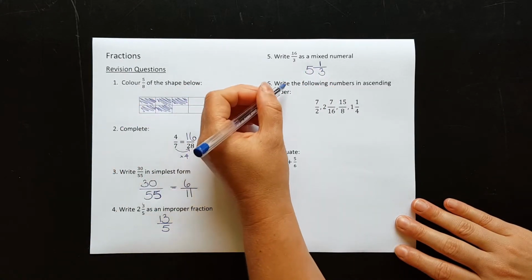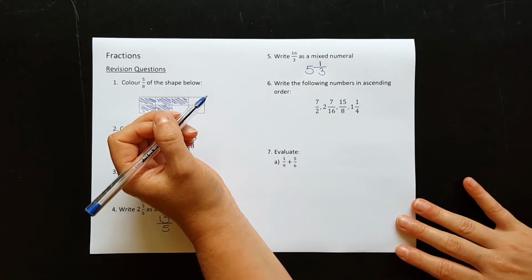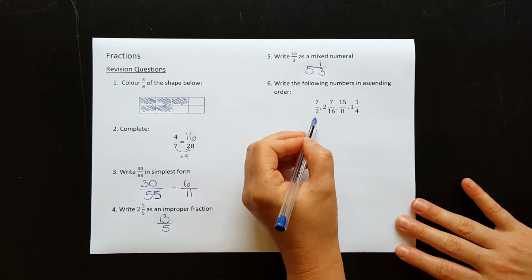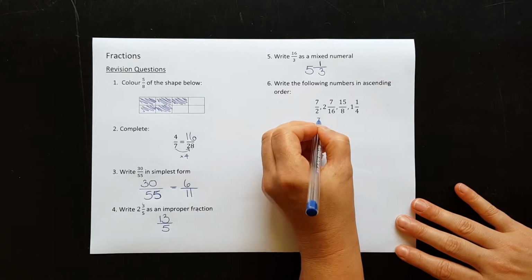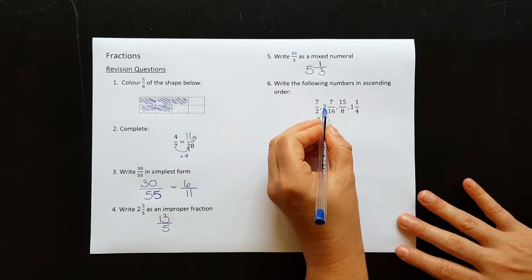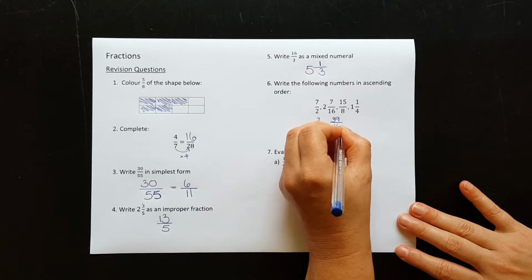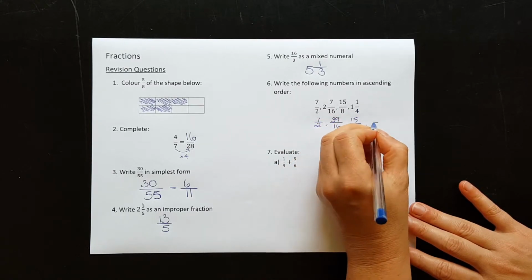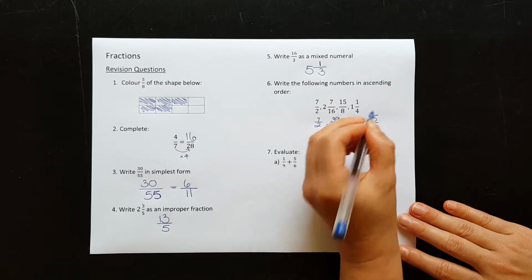For question 6, we want to write these numbers here, these fractions, in ascending order. To do that, we want to write them with a common denominator. So firstly, let's write them as improper fractions. For those of them that aren't, the first one's fine, so it's 7/2. This one, 16 times 2 is 32, plus another 7 is 39. This one's already an improper fraction. And the last one, 4 on the bottom, 4 times 1 is 4, plus another 1 is 5.